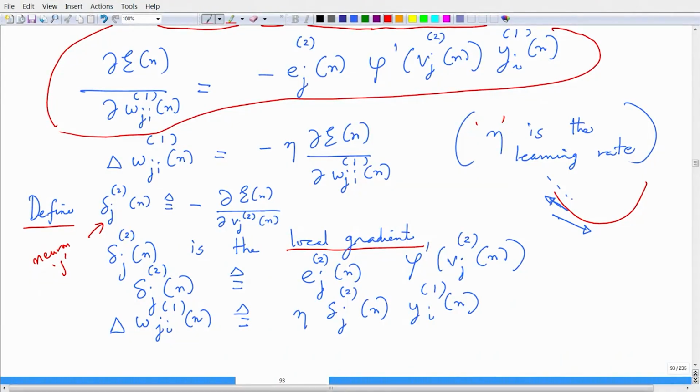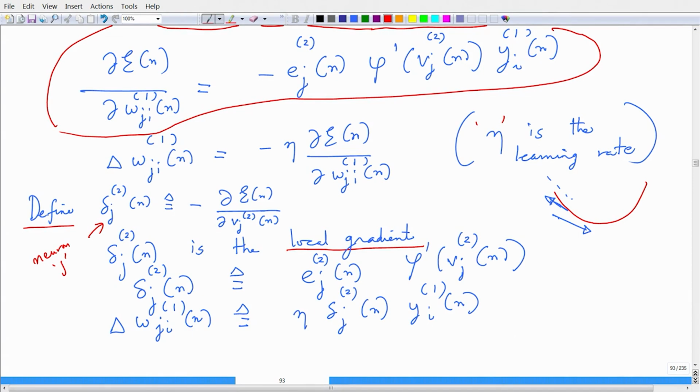So, getting back to the equations here. Now, delta j in the output layer is defined as the error Ej of n times the derivative of the nonlinear activation function acting on the local reception field in the second layer. So, delta j of n is Ej of n times phi dash of Vj of n, and I keep the layer numbering consistent here.